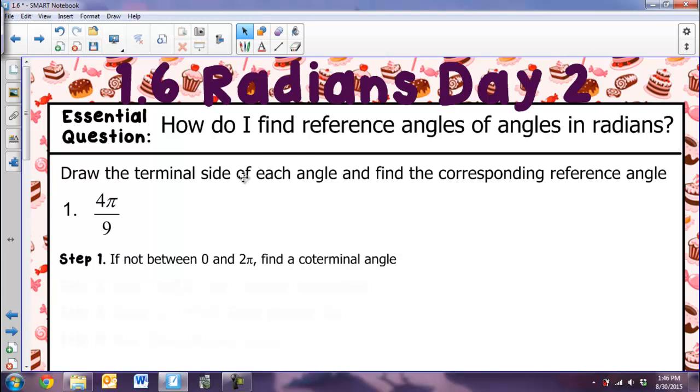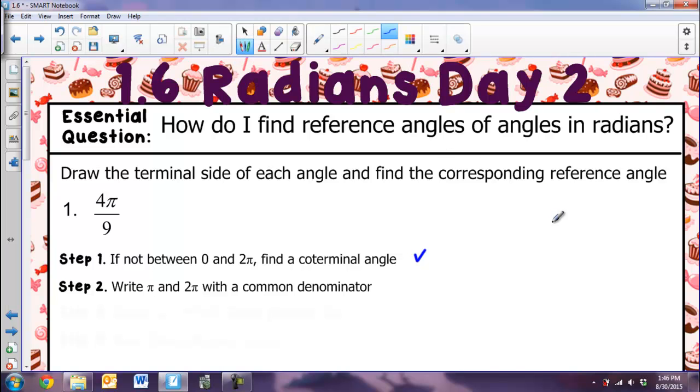So the first thing I notice about number 1, we are okay for step 1. Okay, so we are good. We are in between 0 and 2 pi. Something that was bigger than 2 pi would be bigger than 18 pi over 9, and we're good. So my second step then is to figure out what pi and 2 pi are with a common denominator.